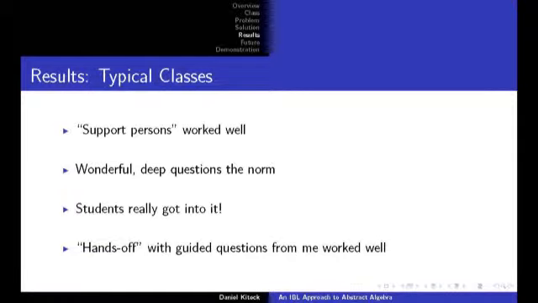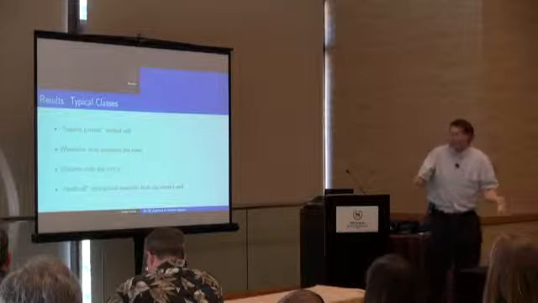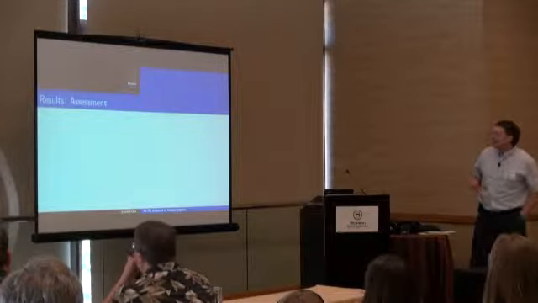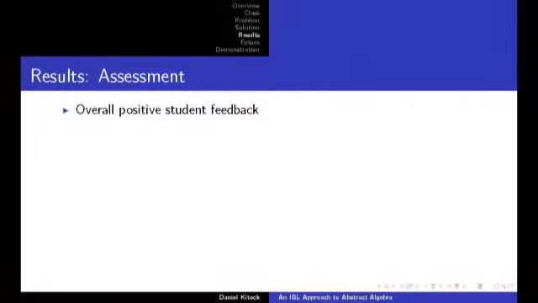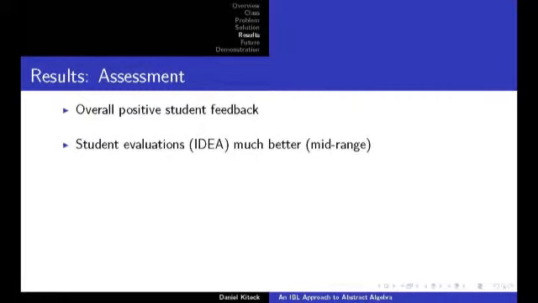The hands-off approach with guided questions worked well for me. As I said, I sat in the back and tried to hold off as much as possible, only giving a guided question if I felt everybody was totally stuck. I would assess this from positive student feedback, from when I asked them with the oral exams, and also anonymous feedback. We had official student evaluations. It was much better. It was mid-range, but before it was the lowest. Mid-range is decent at least, but maybe I should set a higher goal. But my division chair really liked it, so that's always nice.